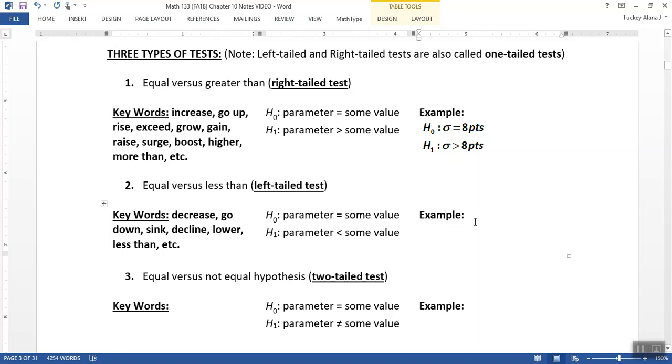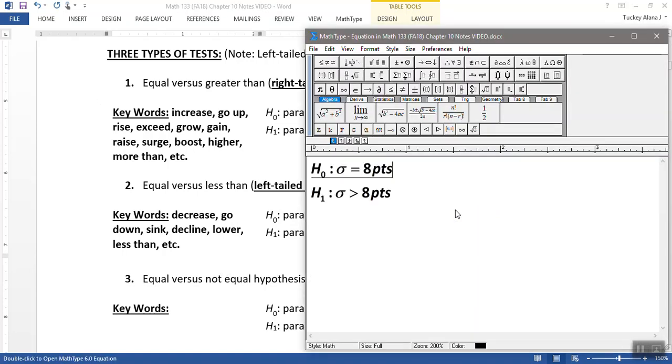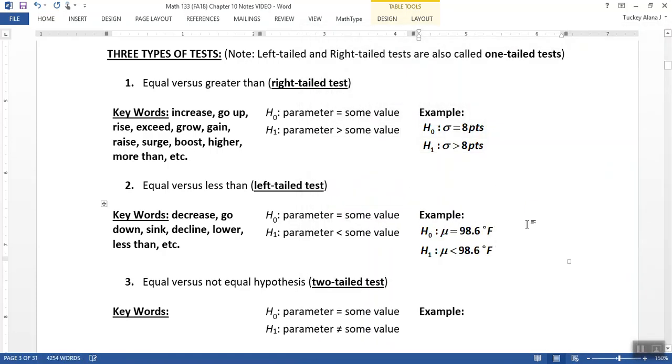So for example, most students think that the average human body temperature is 98.6 degrees Fahrenheit. But I'm here to tell you that I don't think so. I think it's actually lower than that. And that would be a mu because we're talking about the average body temperature. So the average body temperature is lower than 98.6 degrees, or so I will have you believe by the time we reach a problem like that in chapter 11. And that would be the null and alternative hypotheses.